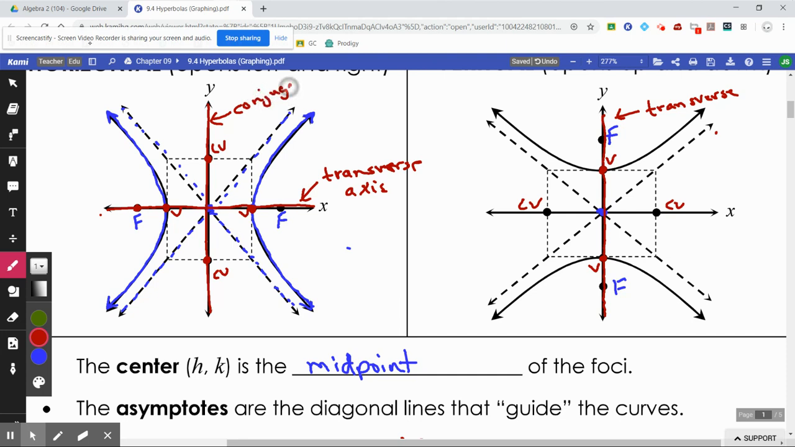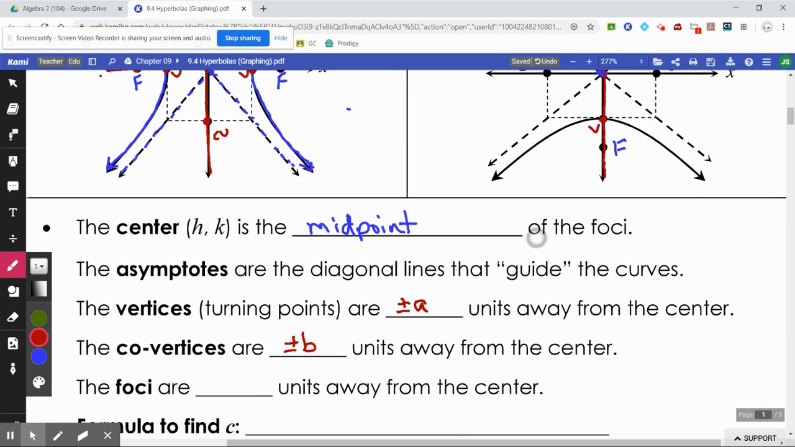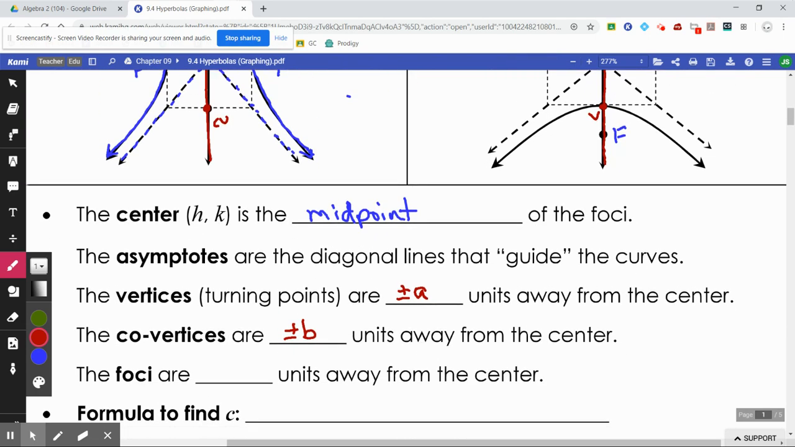Now, in these cases, these axes are the x and y axis. That's not always going to be the case, but you have a transverse axis and you have a conjugate axis. Here you see the conjugate axis running this way. The covertices are always located on the conjugate axis. The foci and the vertices are always located on the transverse axis. The foci also, same as they were before, are plus and minus c units away from the center.